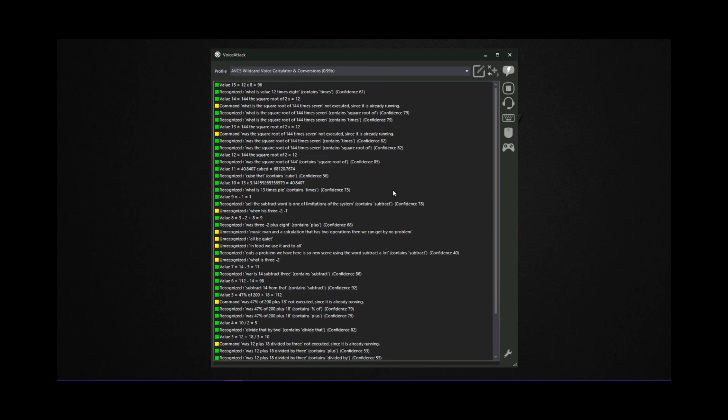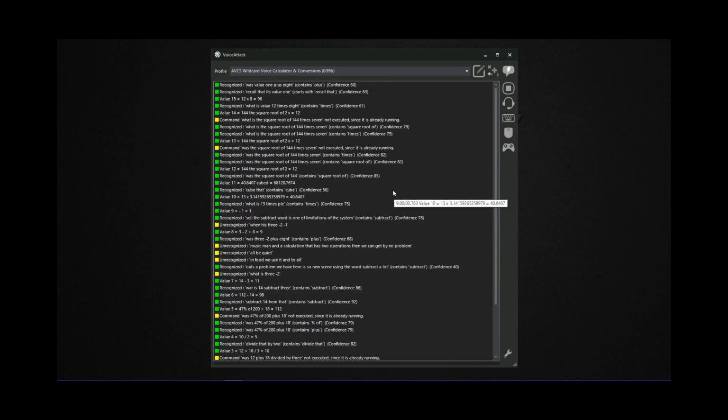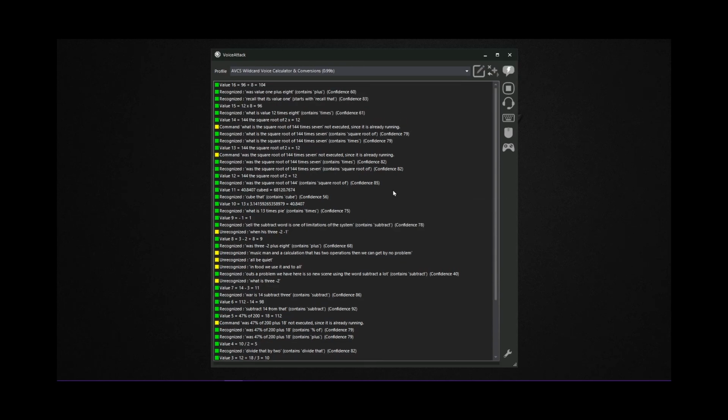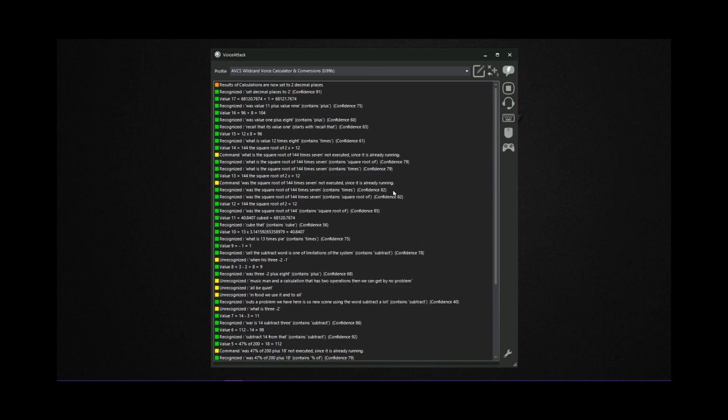96. Recall that as value 1. Done. What is value 1 plus 8? 104. What is value 11 plus value 9? 68,121.7674. Set decimal places to 2. Done. Repeat the last equation.